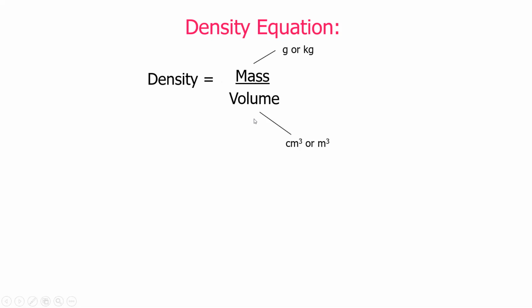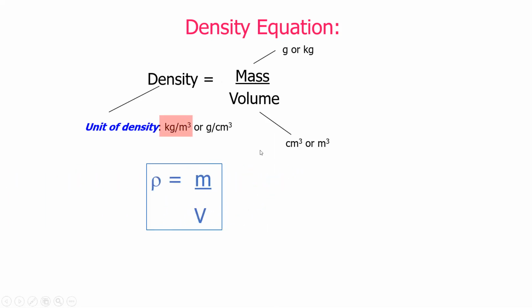What is the equation for density? The formula of density is mass divided by volume. The mass can be in gram or kilogram and volume can be in centimeter cube or meter cube. So the density unit can be kilogram per meter cube or gram per centimeter cube. But which one is the standard or SI unit? The SI unit is kilogram per meter cube, but another unit can be gram per centimeter cube.